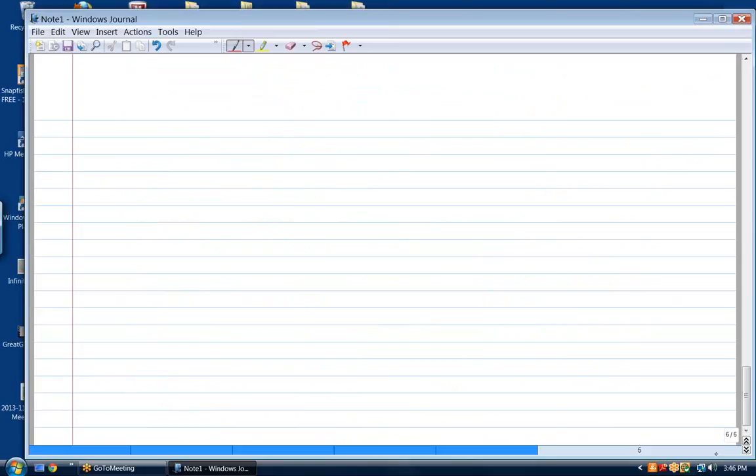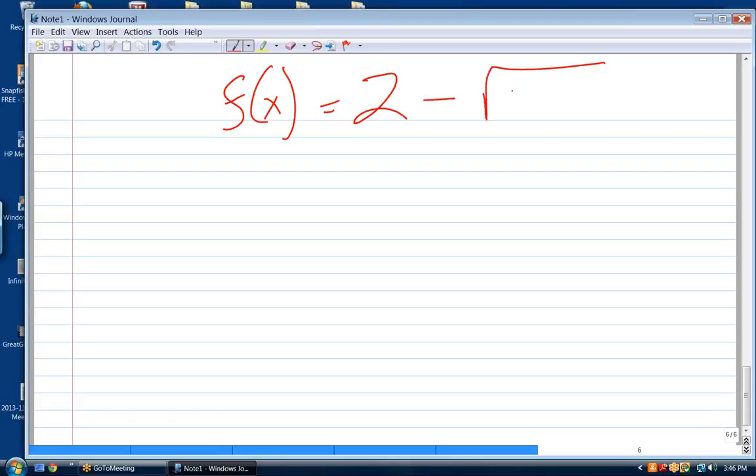Do you have another one? Okay. Yeah, this one's a graphing one. It's f of x equals 2 minus the square root of x plus 4. Okay? And you're supposed to graph this?